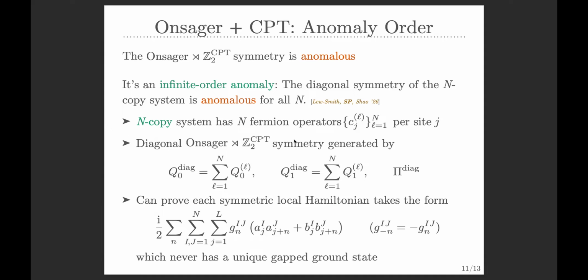I don't know. What I do know, though, is if you take the 2 copy system of the Dirac fermion and you give up the Lorentz invariance, then you could gap it out. Which is very suggestive because the Onsager symmetry had an order 2 anomaly before we enforced things that come from the Lorentz invariance.